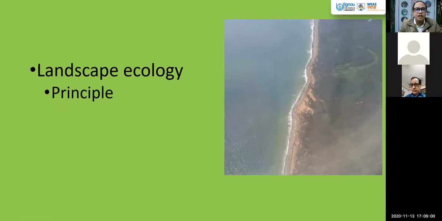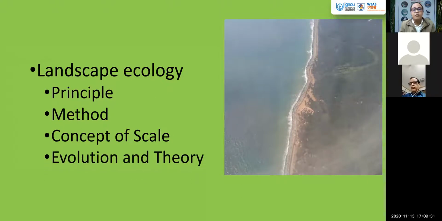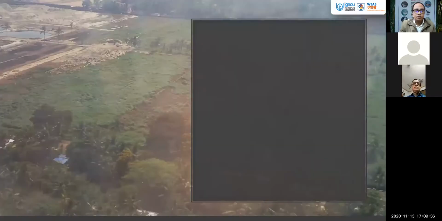So in landscape ecology, in your study material, we have some tags on the principles of landscape ecology and the methods. Then, in the 3-4 landscapes I have shown in the slide, you need to understand scale. The concept of scale is very important to understand landscape ecology. So what are the evolution and the theory of landscape ecology?